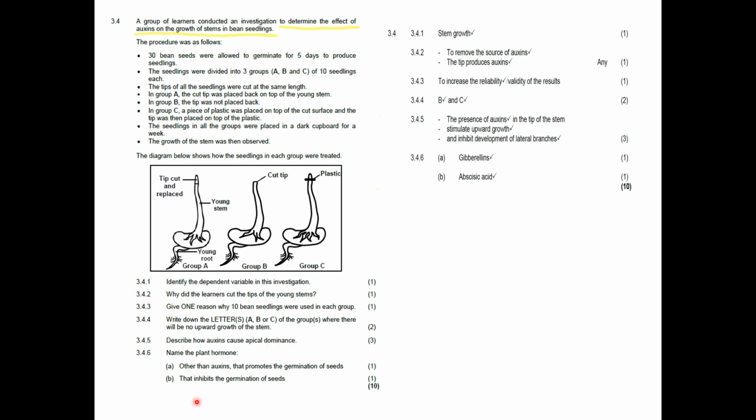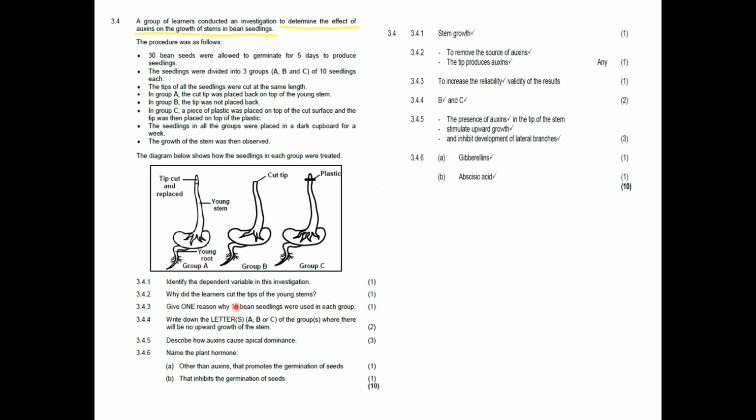3.4.1. Identify the dependent variable in this investigation. So what are you actually measuring? It tells you here in this procedure, growth of the stem. It tells you here in the aim, growth of the stem. So your answer is stem growth or growth of the stem.